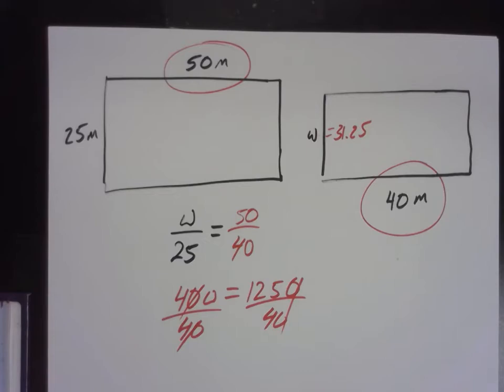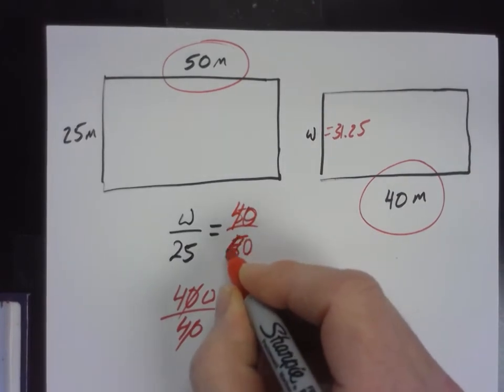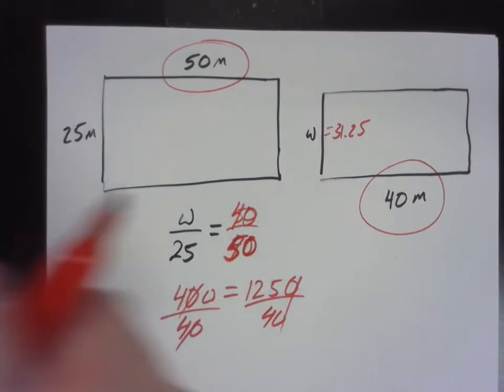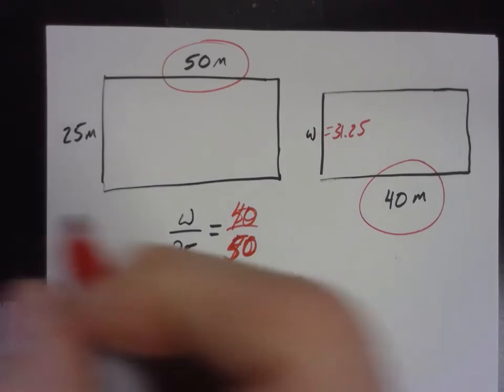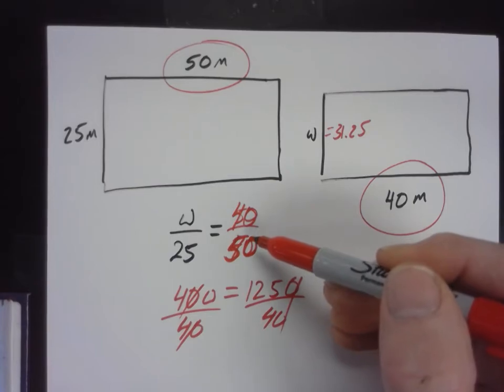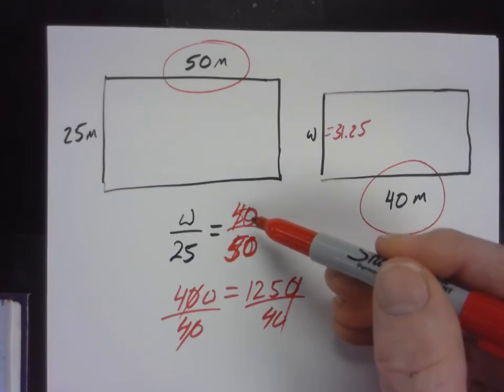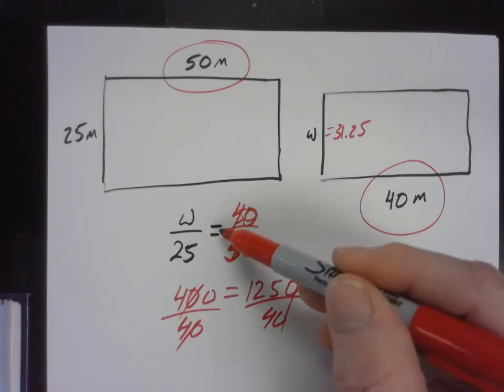Wait, wouldn't it be 40 over 50? Wouldn't it be 40 over 50? Yeah. So let's see, we made a simple little mistake, which I thought you guys would catch right off the bat, but none of you were paying attention. Just letting me go. But let's say we make a little mistake like that.